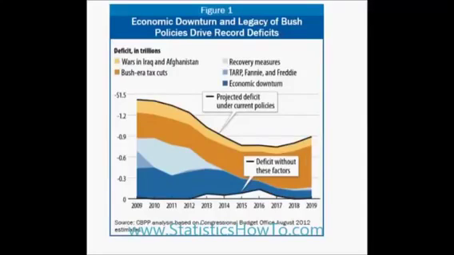Another problem with graphs is incomplete data. This particular graph from the CBPP analysis shows the economic downturn and legacy of Bush policies. These drive record deficits. Well, the years we're looking at are from 2009 until 2019, with no data from prior to 2009 being shown. If it had been shown, it would have demonstrated that in 2007 the budget deficit was just 1.2% of GDP, and that was when the housing market collapsed. So if you're going to show an economic downturn and say something like a record deficit, you really want to go back in time as far as you possibly can before you start saying record deficits.